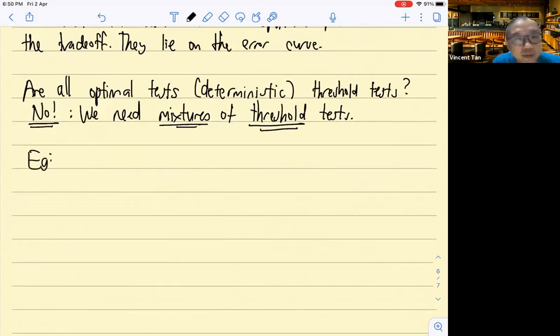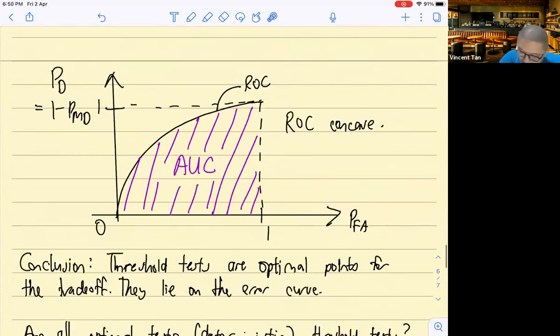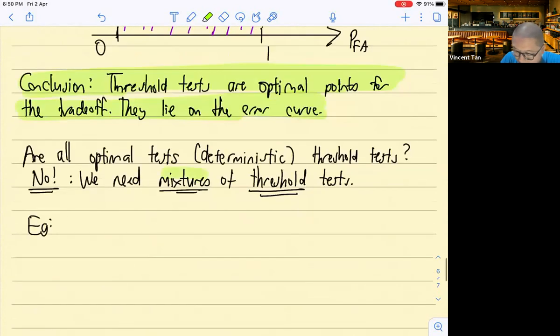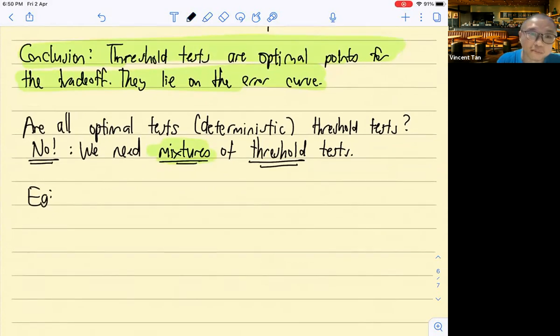All right, so hopefully this statement is clear. This is super important. Threshold tests are optimal points for the trade-off. They lie on the error curve. Okay. So if I have a threshold test, it must lie on the error curve. But then the curve could contain many other points that may not be attainable by a single threshold test. You may need to use mixtures of threshold tests. All right. So let us look at an example to really see that there needs to be more done.